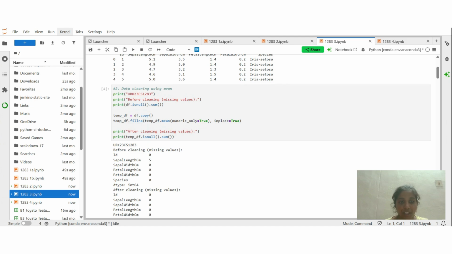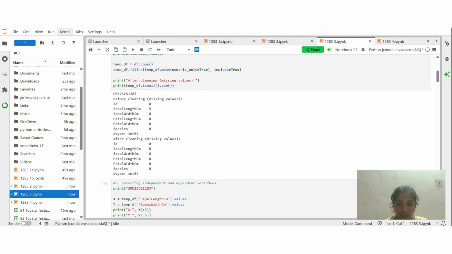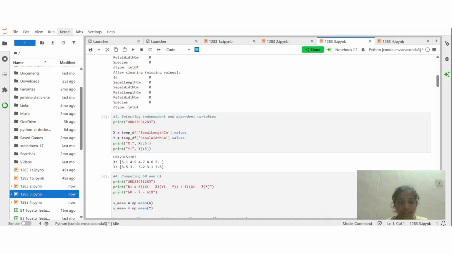And the second one is we are checking the missing values. Data cleaning using mean. We are checking the missing values. Check if the values are empty. Replace them with the mean. I filled missing values using mean to avoid errors in calculation.